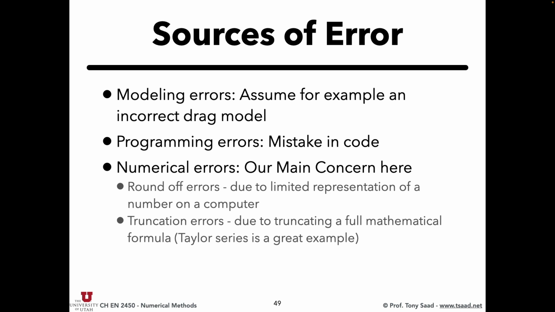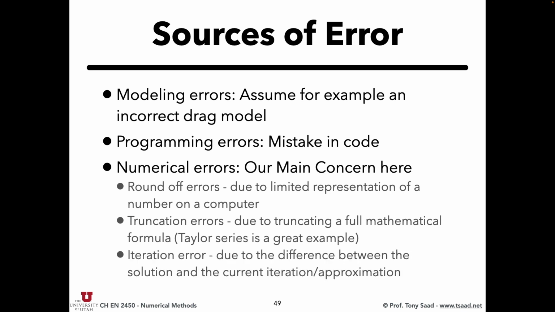So the two errors in numerical methods are round-off errors and truncation errors. There's a third type, iteration error. I'm not going to talk about this because we're not going to cover iterative methods. That only shows up in iterative linear systems, so I'm going to delete that from the slide, so don't worry about that. Round-off and truncation is what we're dealing with. All right.